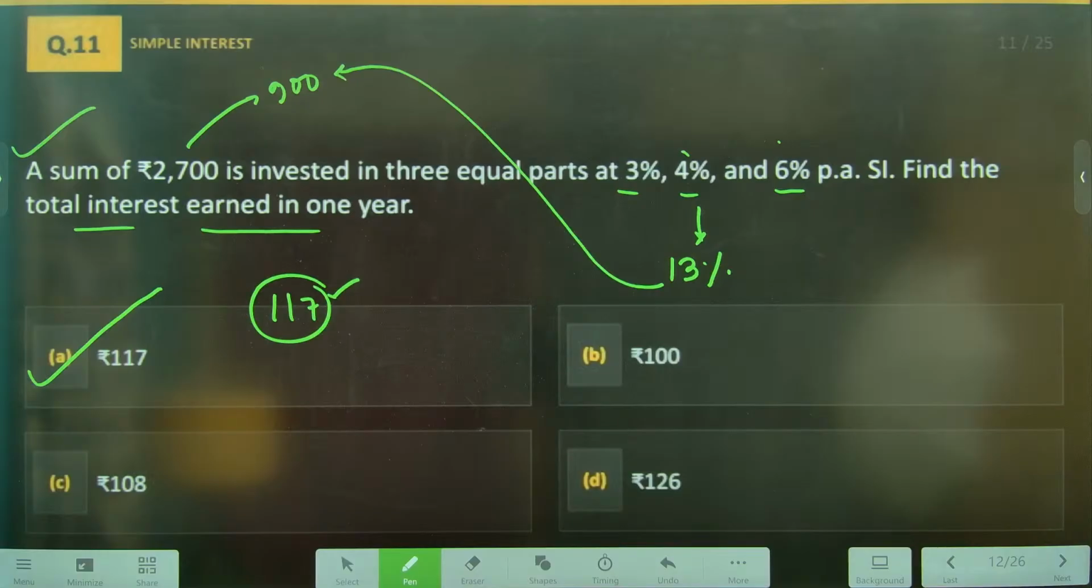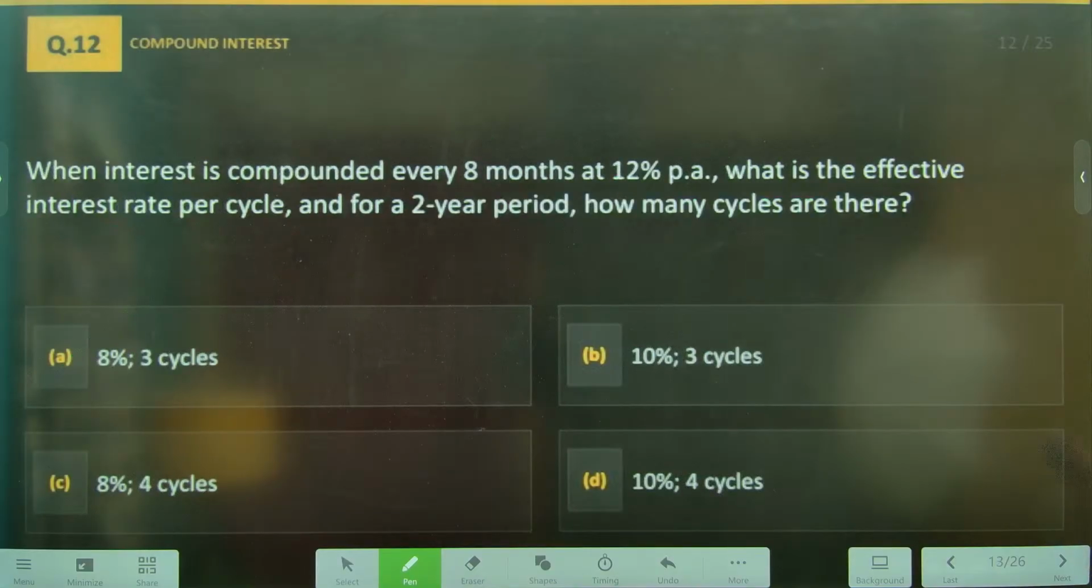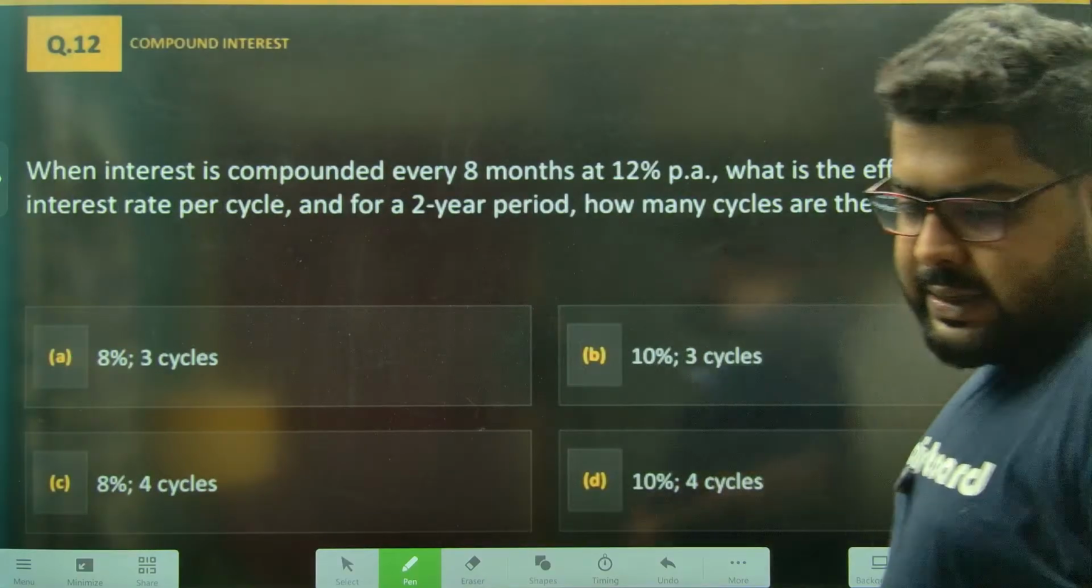90% of your paper will be like this. Couple of questions will be here and there. That's all. Next one, please.